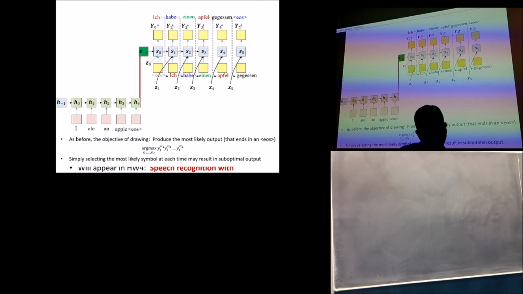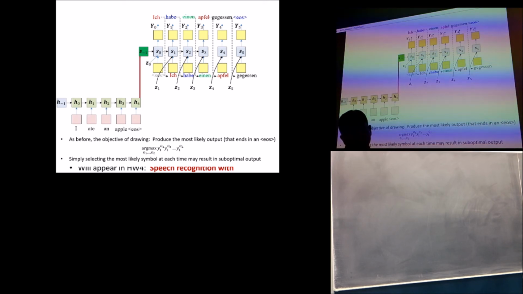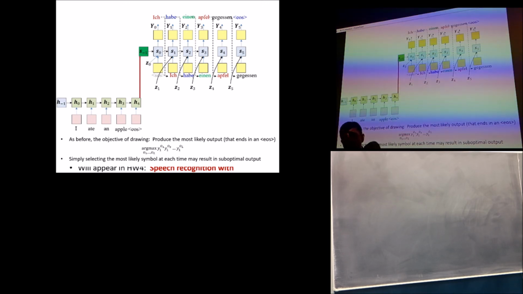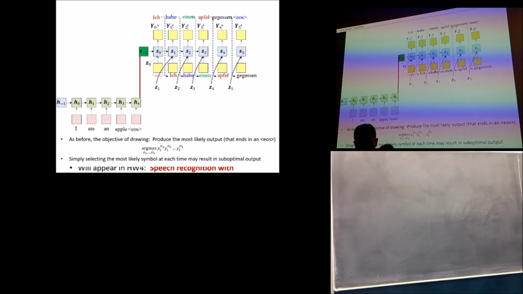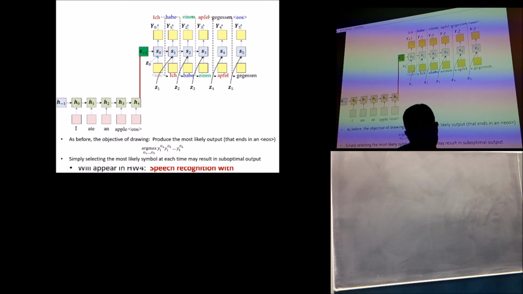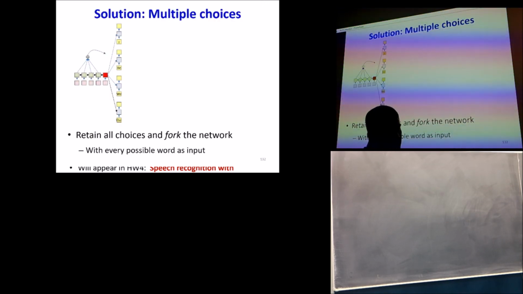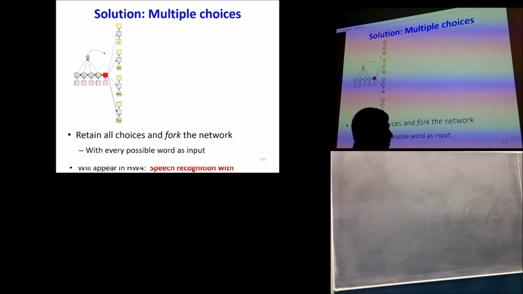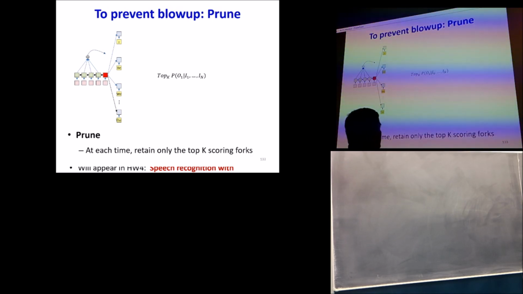And as before, the word that you've drawn at any time affects the probability distribution that you compute the next time. So if you change that word, the distribution is going to be different, and as a consequence, the probability assigned to the next word will change, and so on. So if you want to output the most likely word sequence, you cannot just greedily select the most probable word at each time. You want to do something very similar to what we did in the first case, which is to retain all choices and fork the network with every possible word as input. And of course, we know that this is going to be expensive.